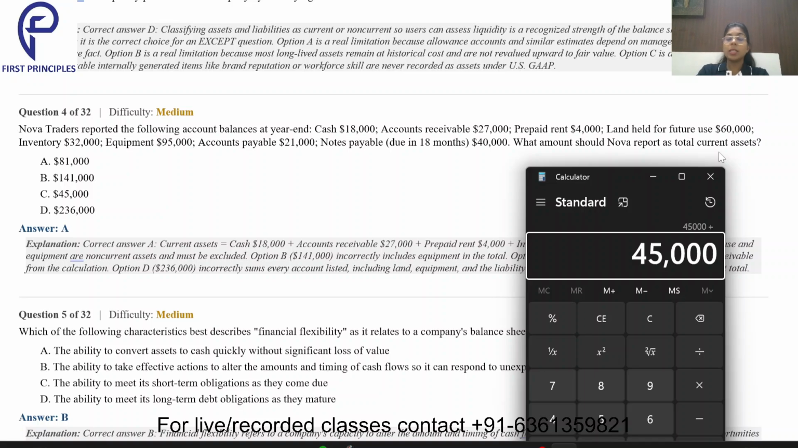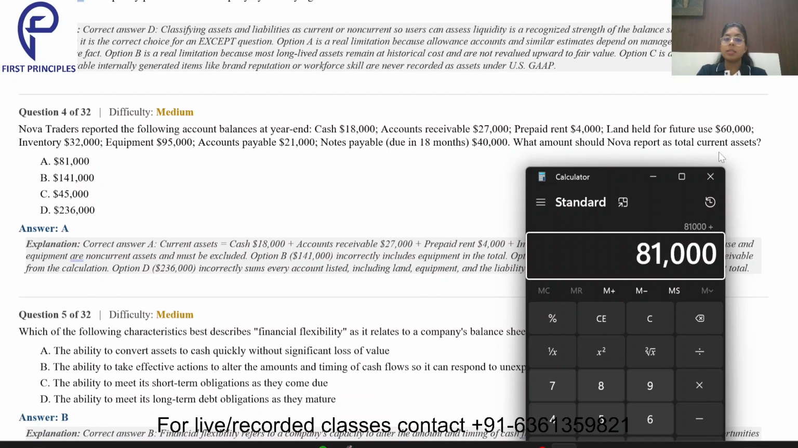Then prepaid rent. Prepaid rent is kind of a prepaid expense. Is this a current asset? Yes, this is a current asset. Then land held for future use. Is land a current asset? No, land is a non-current asset. So this is not to be included. Then comes the inventory. Is inventory a current asset? Yes, inventory is a current asset. Then equipment. Is equipment a current asset? No, equipment is a long-term non-current asset. So again, this is also not a part of our calculation.